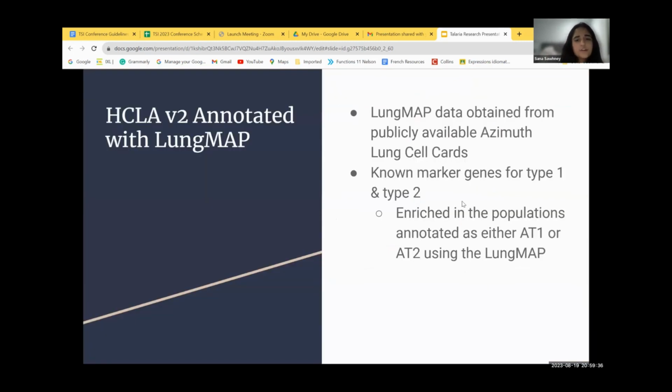The organoid data from the surfactant protein C mice was then annotated with lung map data obtained from the publicly available website called Azimuth's Lung Cell Cards.